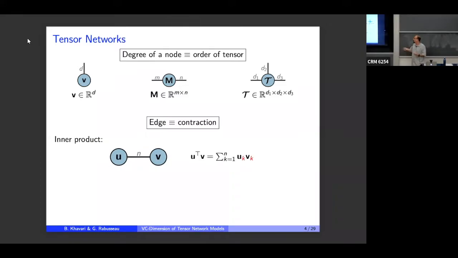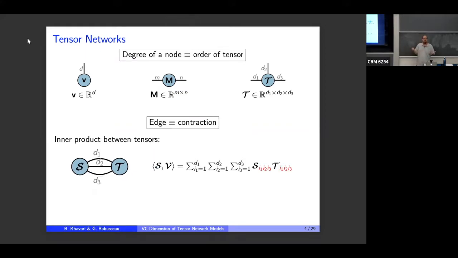What can we do if I take two vectors, U and V, of the same dimension, and connect their legs together? I will obtain a scalar, a zeroth order tensor, and this is just the inner product between U and V. I can do that with tensors. If I have two tensors of the same shape, S and T, of size D1, D2, D3, I can connect each of their legs that has the same dimension to obtain a scalar, and this actually defines a natural inner product on the space of third order tensors of size D1, D2, and D3.